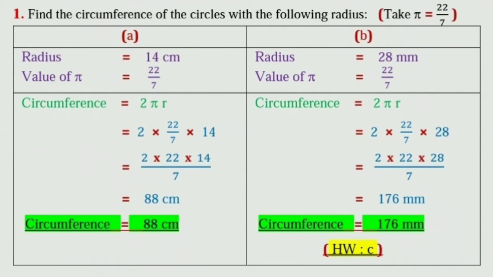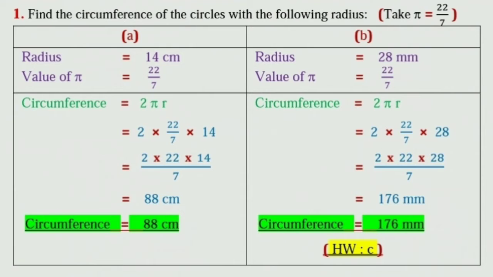First sum of exercise 11.3. Find the circumference of the circle with the following radius. Here the value of pi is given, that is 22 by 7. A. Radius is equal to 14 centimeter and the value of pi is equal to 22 by 7. Now circumference is equal to 2 pi r. Now substitute the values: 2 into 22 by 7 into 14.